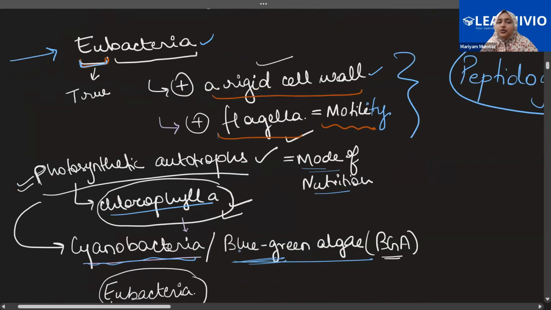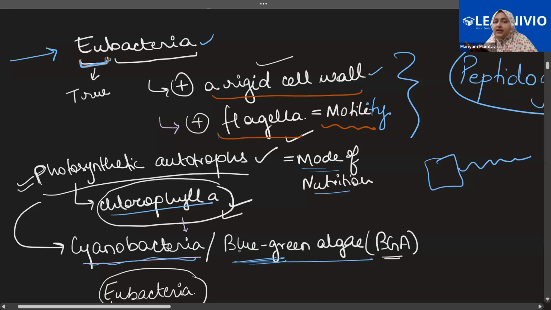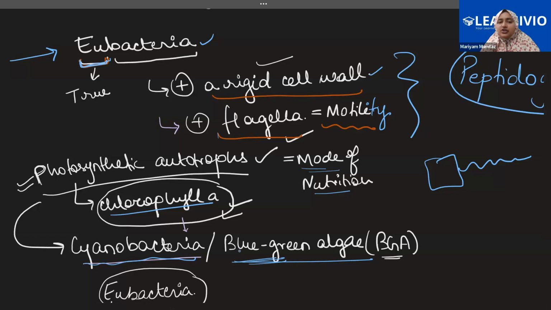The word eu means true, so these are the true bacteria. They have a proper rigid cell wall, which is made up of peptidoglycan. Apart from that, they have a flagella. Flagella is a tail-like structure which helps the cell to move. So they have two things which are very perfect about them: a rigid cell wall and a flagella.